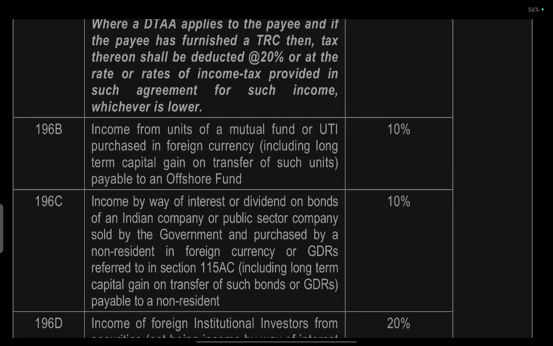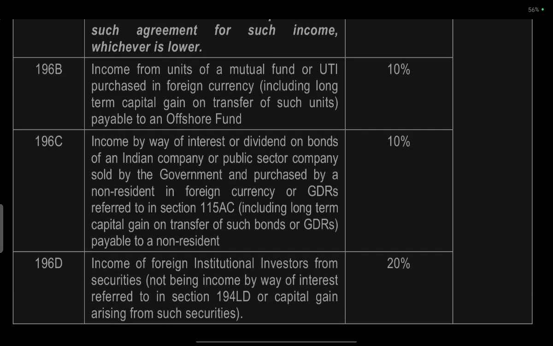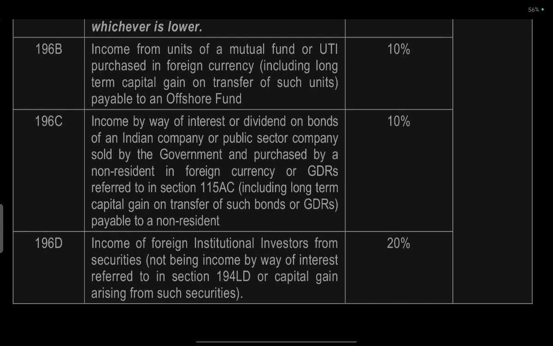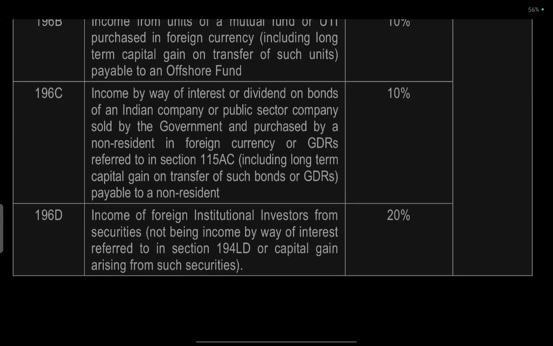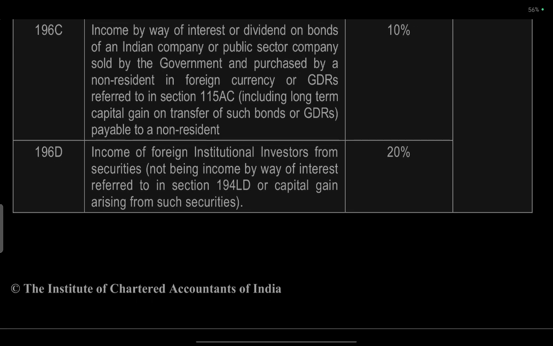Section 196B: income from units of mutual funds and UTI purchased in foreign currency, including long-term capital gains on transfer of such units, from offshore funds, 10%. Section 196C: income by way of interest or dividend on bonds of an Indian company or public sector company sold by the government and purchased by a non-resident in foreign currency, or GDR under Section 115AC, including long-term capital gains on transfer of such bonds or GDR, payable to a non-resident, 10%. Section 196D.